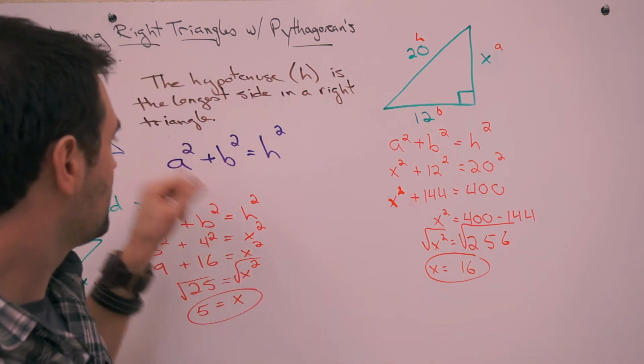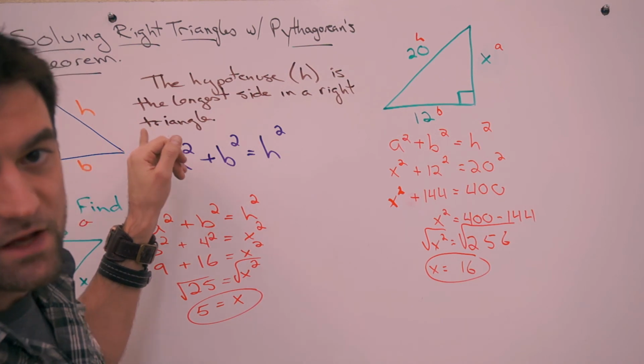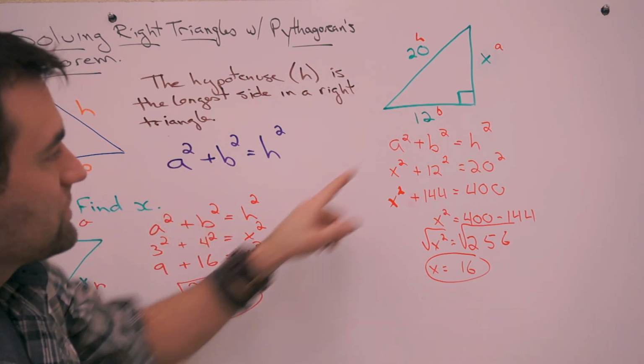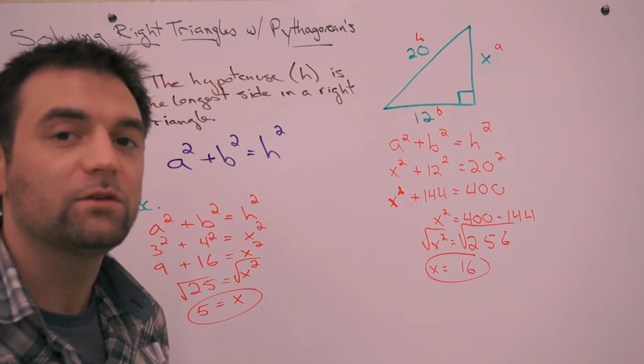Make sure you always label the hypotenuse as the h, so that's that longest side that's across from the right angle in every case, and you should be fine with this.